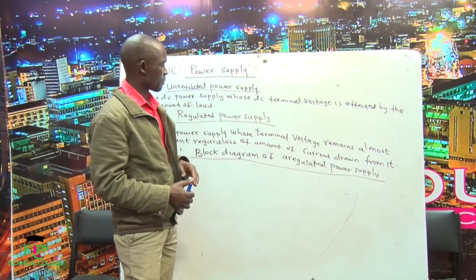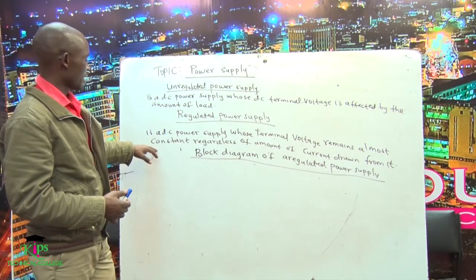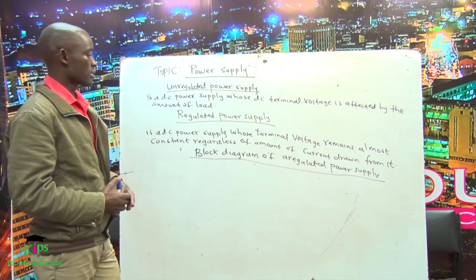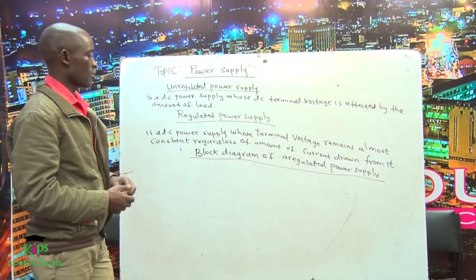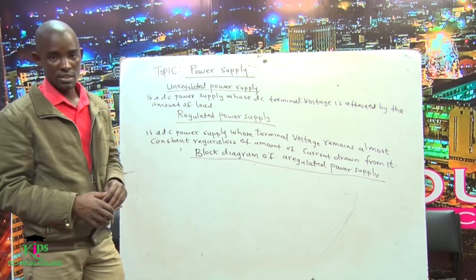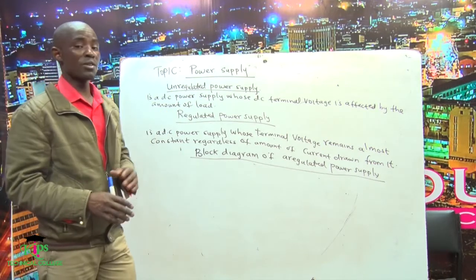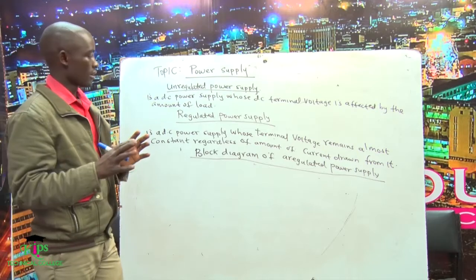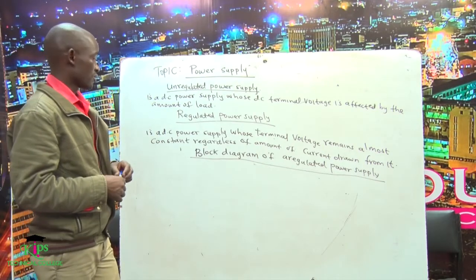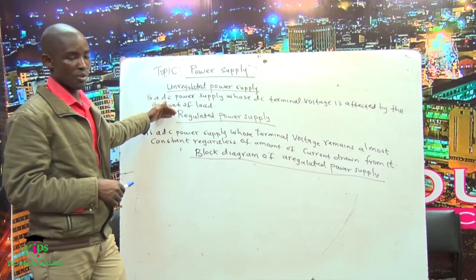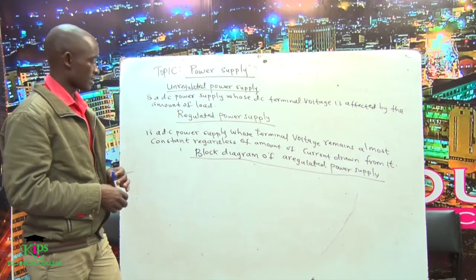We look at the regulated power supply. Like I've written on the board, in a regulated power supply, it is a DC power supply whose terminal voltage remains almost constant regardless of amount of current drawn from it. So meaning in this case, for a regulated power supply, the terminal voltage will remain steady regardless of the amount of current that the load will be drawing. So that is why this one is mostly desirable, especially when it comes to the field of electronics.